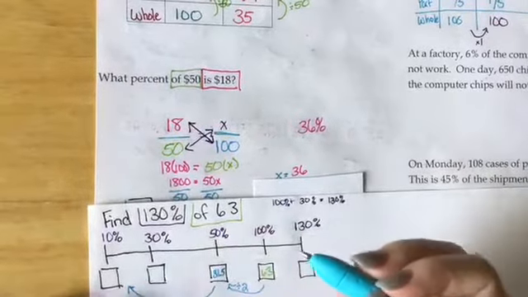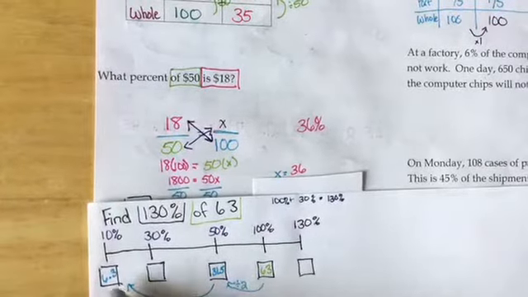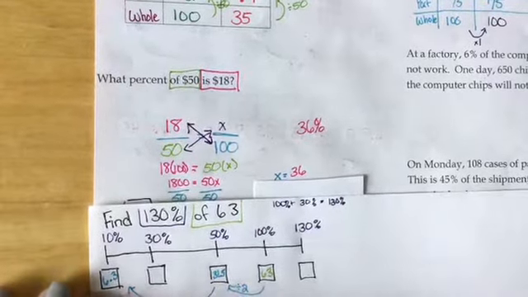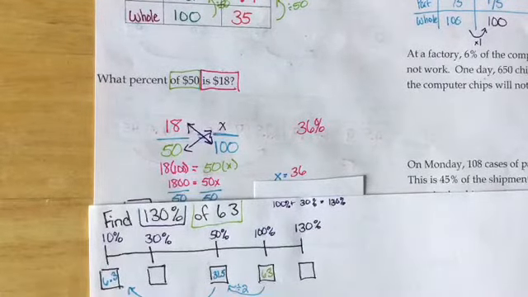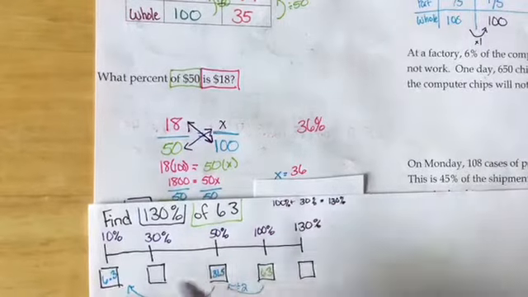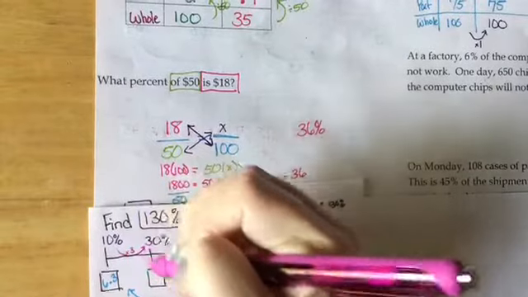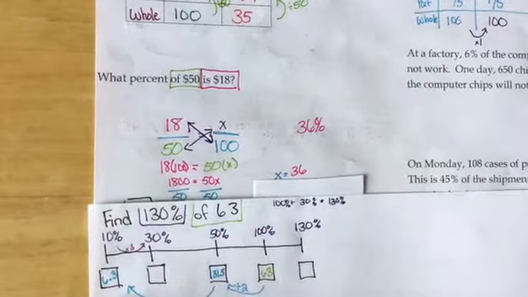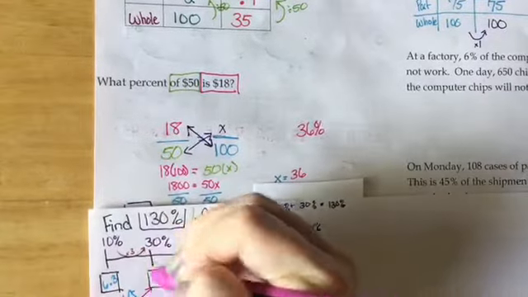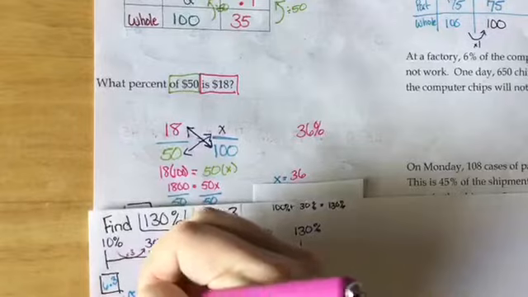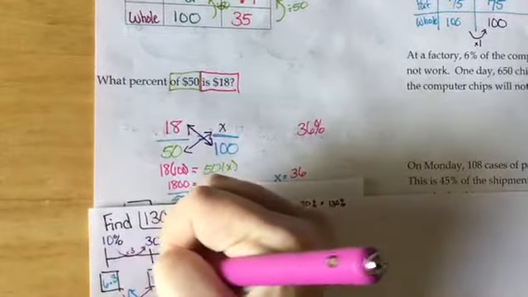That just gives me some steps. So 6.3 is what I get for 10%. I could divide 63 by 10, and that would also give me 6.3. Then I go from 6.3, I'm looking for 30%. So how do I get from 10 to 30? That's times by 3. And then to get from 6.3 to 30%, I'm also going to times it by 3. So 6.3 times 3 gives me 18.9.